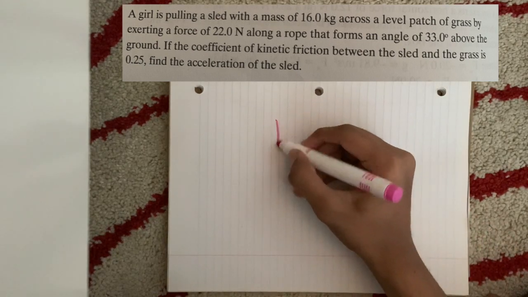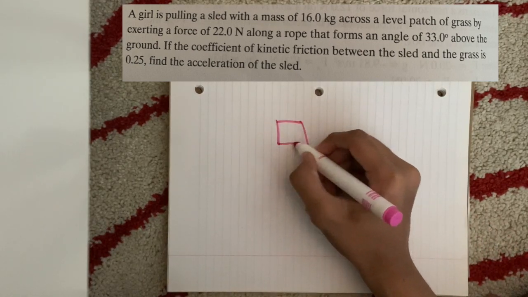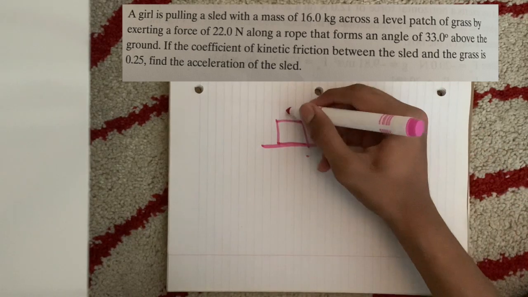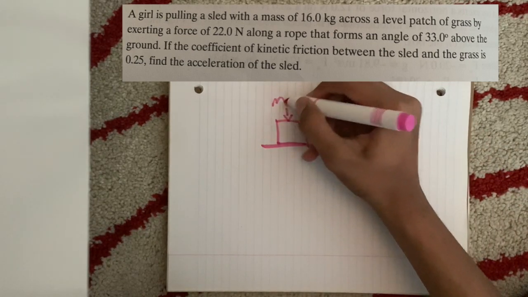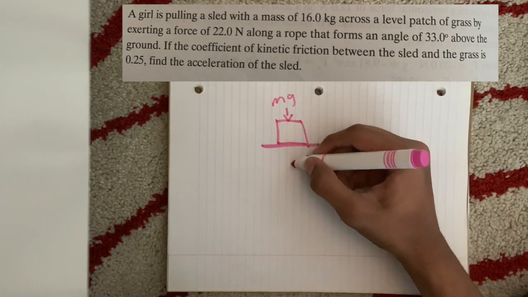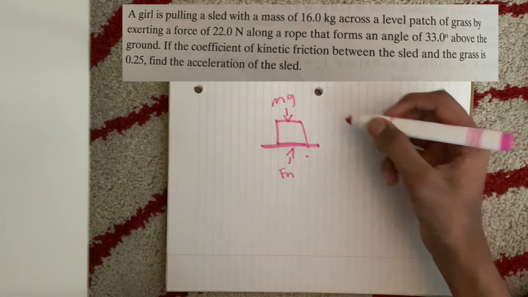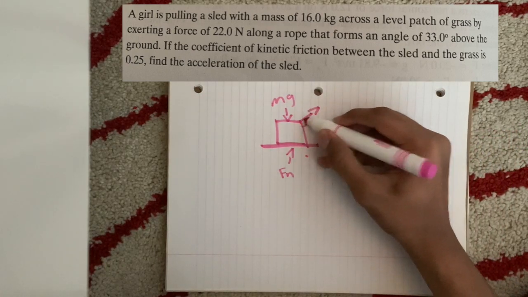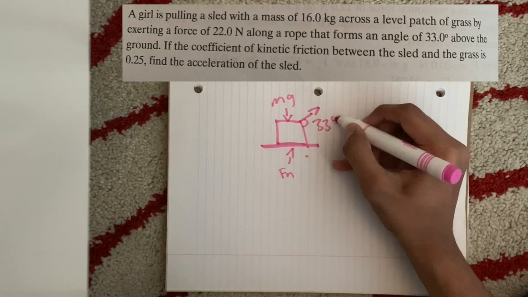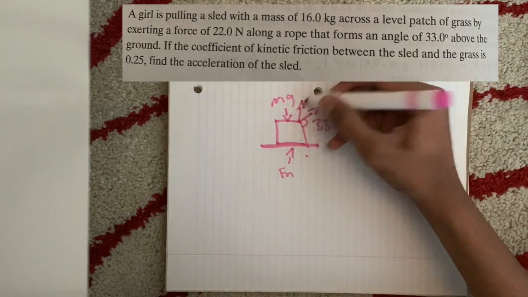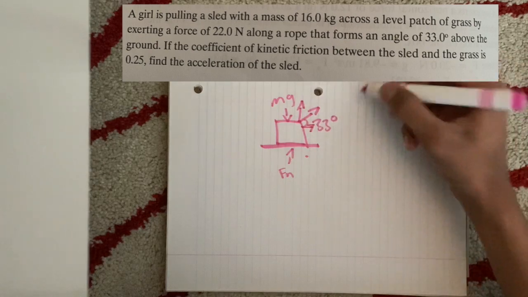Alright, so our box is on a horizontal plane, and it experiences the force of gravity, which is mg, as well as a normal force. And our object is being pulled at an angle of 33 degrees. And we can break it down into its horizontal and vertical components.